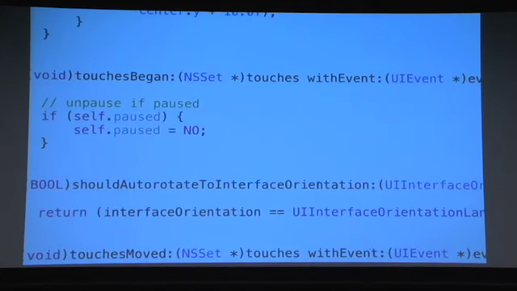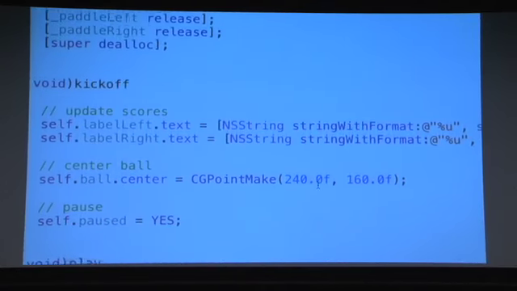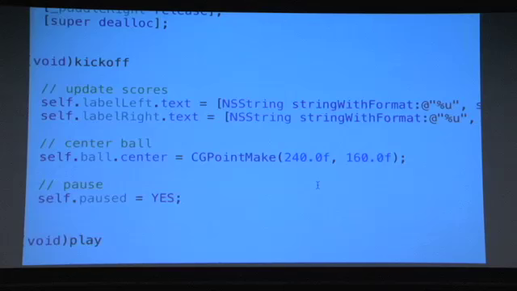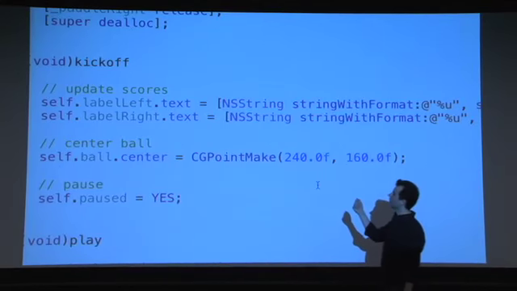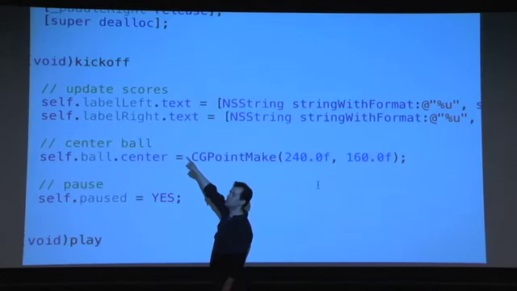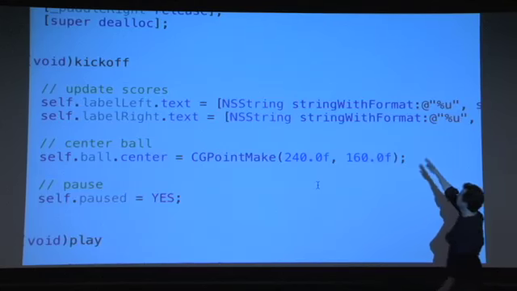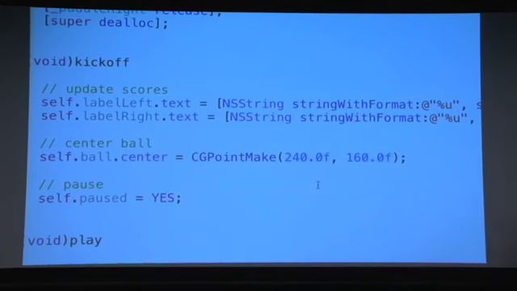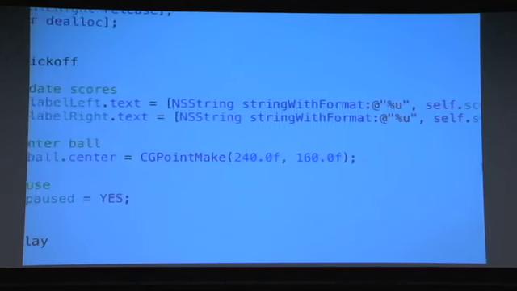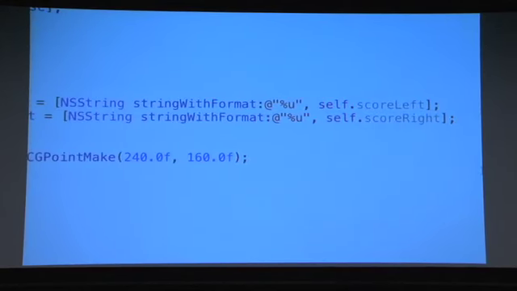So let's just look at this kickoff method. The kickoff method is actually pretty simple. One, when I start the game by kicking off or after every point, I just want to update the score labels so that I see if it's 0, 0, 1, 0, 2, 0, whatever. So this is old school tricks as before, using NSString and string with format. And I'm just passing in the score left and score right.